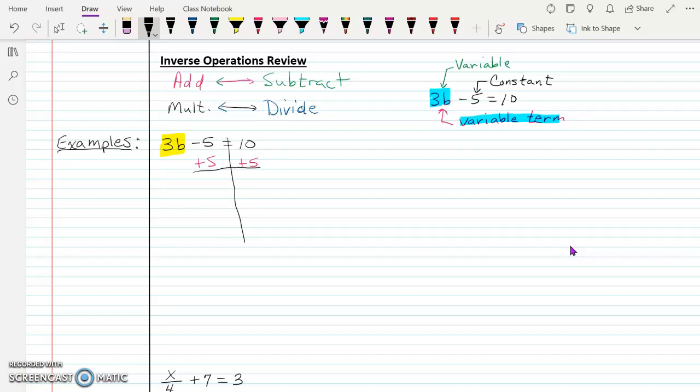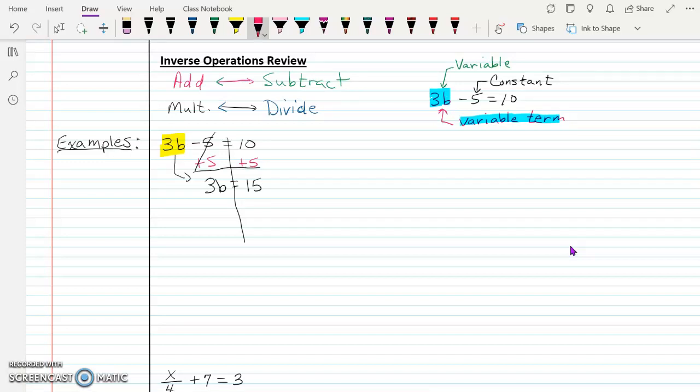Now when I do that, negative 5 plus 5 is 0, so I can just cross that out. And notice all I have left on the left side of the line, or the problem side of the line, is 3b. So I'll just copy that down. I'll put my equal sign right on the line. I'm going to simplify this right-hand side by adding 10 plus 5, and that's going to give me 15.